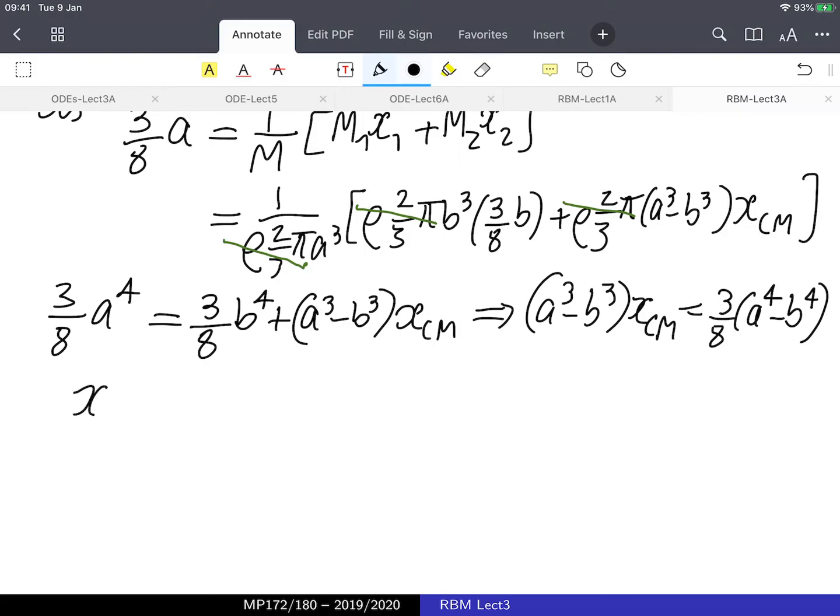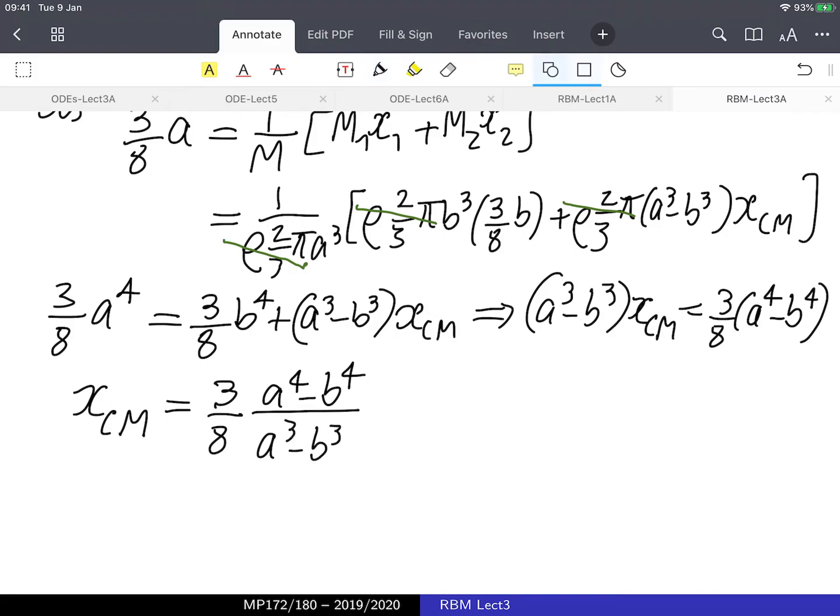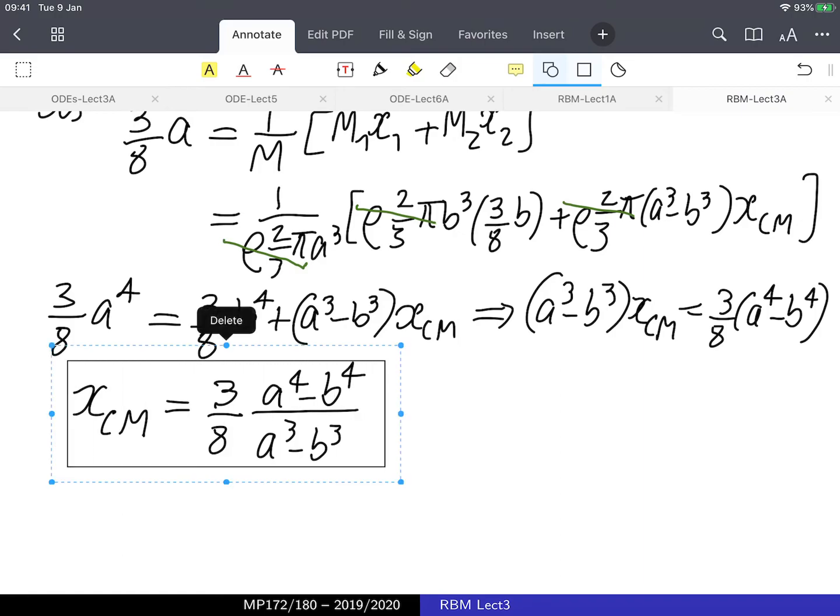So XCM, that's it, we found it. It's going to be 3/8 (A4 minus B4) over (A cubed minus B cubed). So you can leave it like that. You've answered the question. You could check if the answer is consistent with previous results. Yeah, we can do that. We could do nice checks.